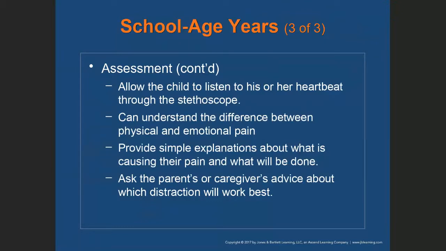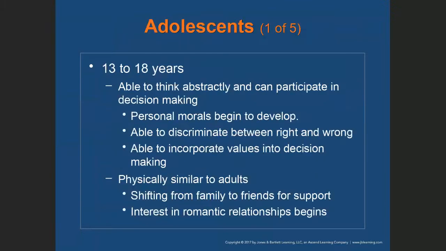They can understand the difference between physical and emotional pain. Provide a simple explanation about what is causing their pain and what will be done. Ask parents or caregivers' advice about which distraction will work best. Now, your adolescents, 13 to 18 years. They're able to think abstractly and can participate in decision making.